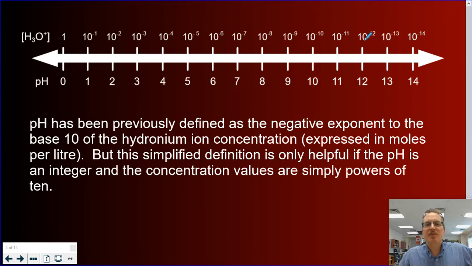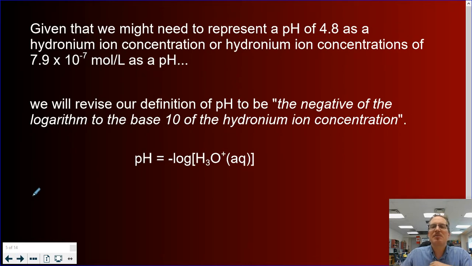If we were to say the pH is 8.45, you could not do this same jump between pH and hydronium ion concentration. And we are going to be given pHs that are like 4.8 and need to express them as hydronium ion concentration. Or we're going to be given a hydronium ion concentration of 7.9 times 10 to the negative 7 moles per liter, and we are going to have to express that as a pH.